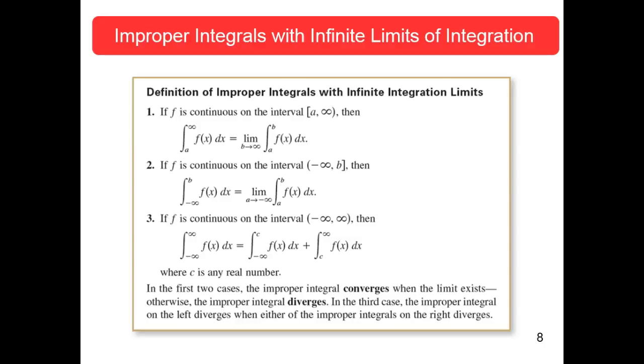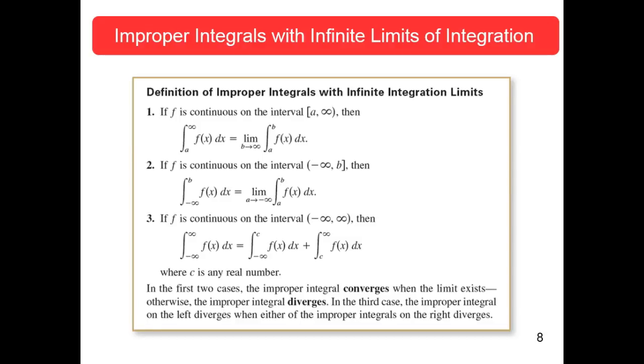Now, your definition of improper integrals with infinite integration limits, that's what we're talking about now, going to infinity. If f is continuous on the interval a to infinity, which is not much of an interval because it's unlimited, then you can replace this integral with the limit as b approaches infinity of the integral from a to b of f of x dx. If this has a limit, then this has an answer. The thing is, does that have a limit?